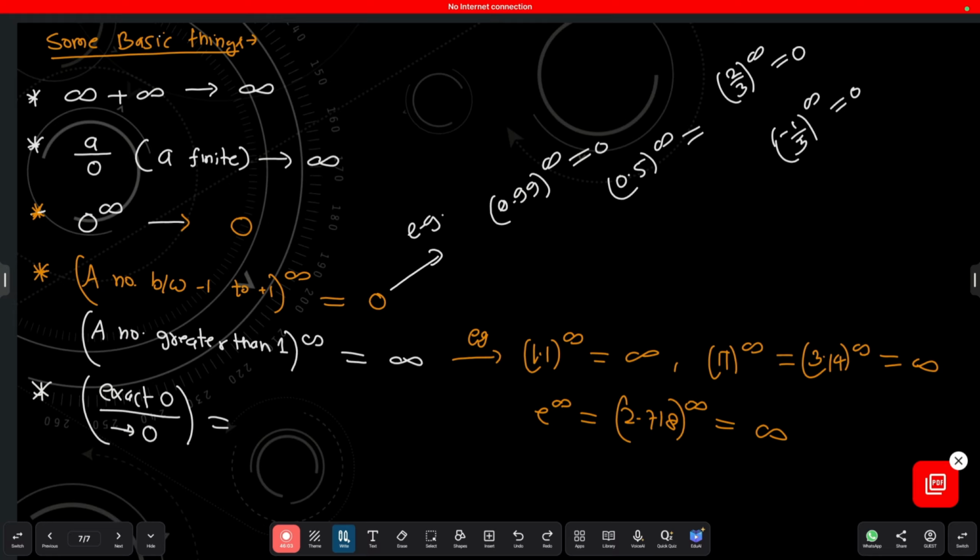After that, a upon 0, where a is a finite number, is infinity. Then exact 1 to the power infinity.